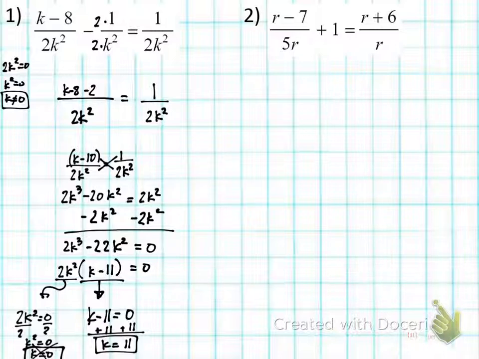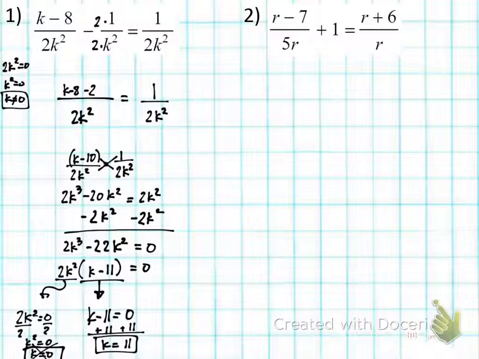So the only solution here is k is equal to 11. Okay? That's number 1. So what did I just do here? First thing I did is I identified any excluded values. I took the denominators to the side, figured out k cannot equal 0. K squared over here cannot equal 0, therefore k can't equal 0. So there's only one excluded value. Second thing I did is I made each side of the equation over one common denominator. So this left side had 2 different denominators, so I multiplied this by 2. Made this left side a common denominator of 2k squared, and this right side already had its own denominator. Then I simplified. I had k minus 10 over 2k squared is equal to 1 over 2k squared.